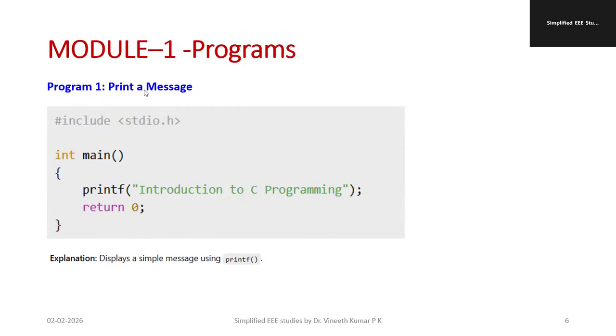Display a message, Introduction to C Programming, by using the printf output function. So we have the header files. Then we declare the main function. Inside it you are supposed to use the output function printf, followed by Introduction to C Programming. You have to use the double quotes. Finally, to terminate, we have return 0. So this is a simple program. Display a simple message using printf. That is the meaning of the program.